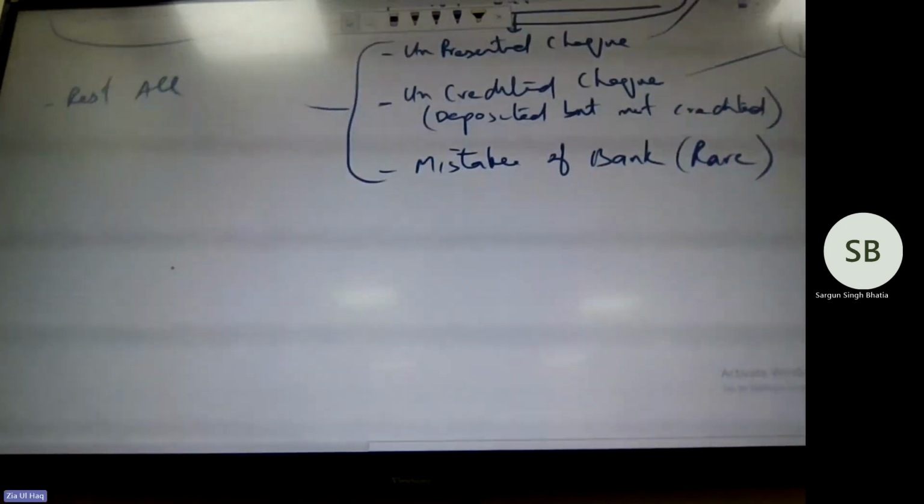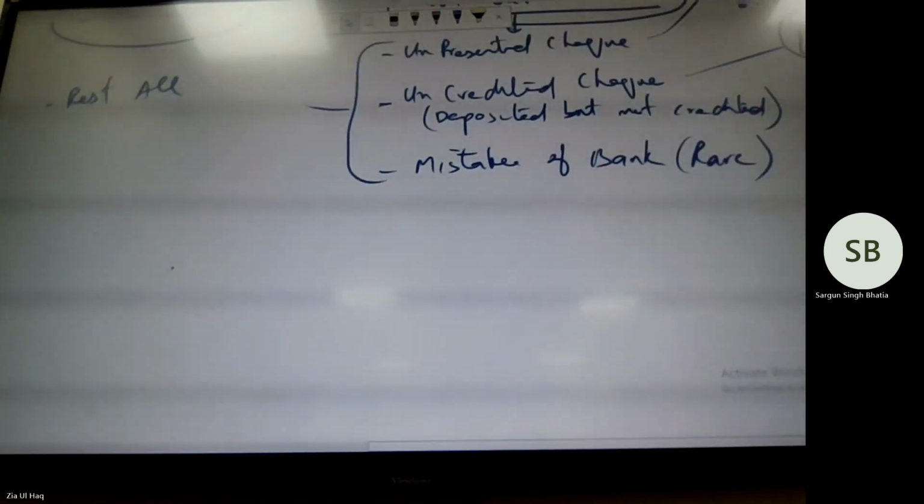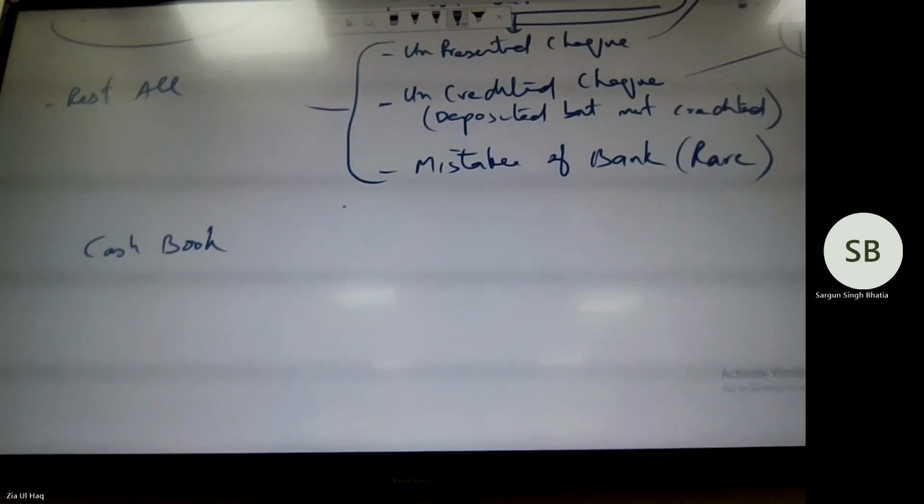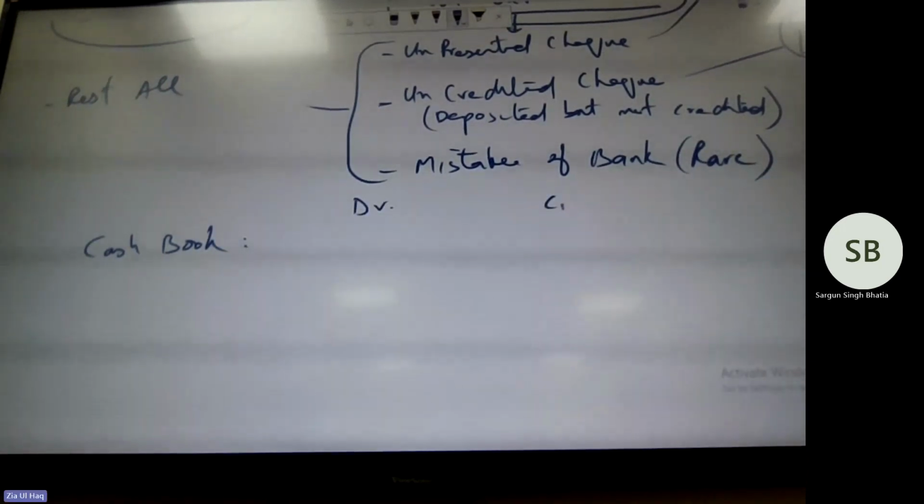Okay, let's move forward a little bit more. We know cash book balance could be either debit or credit.